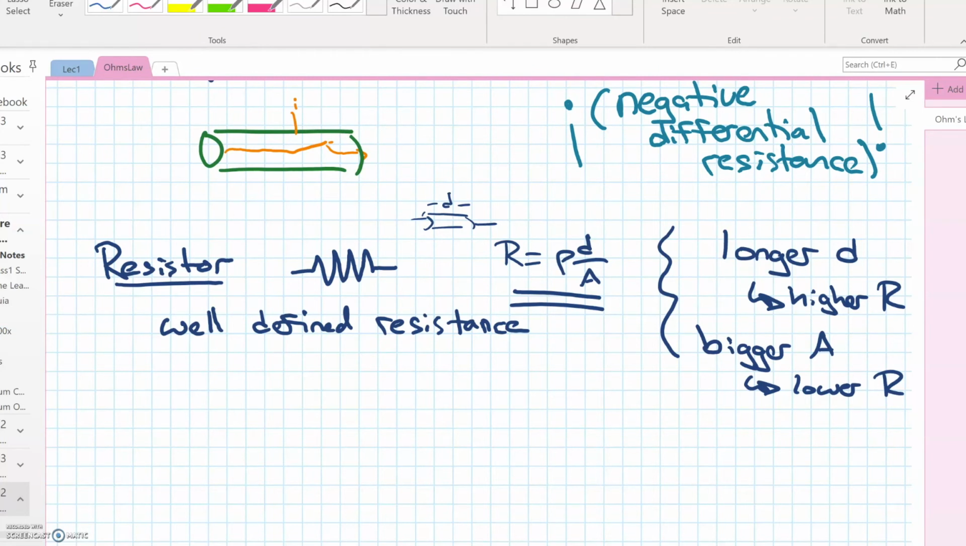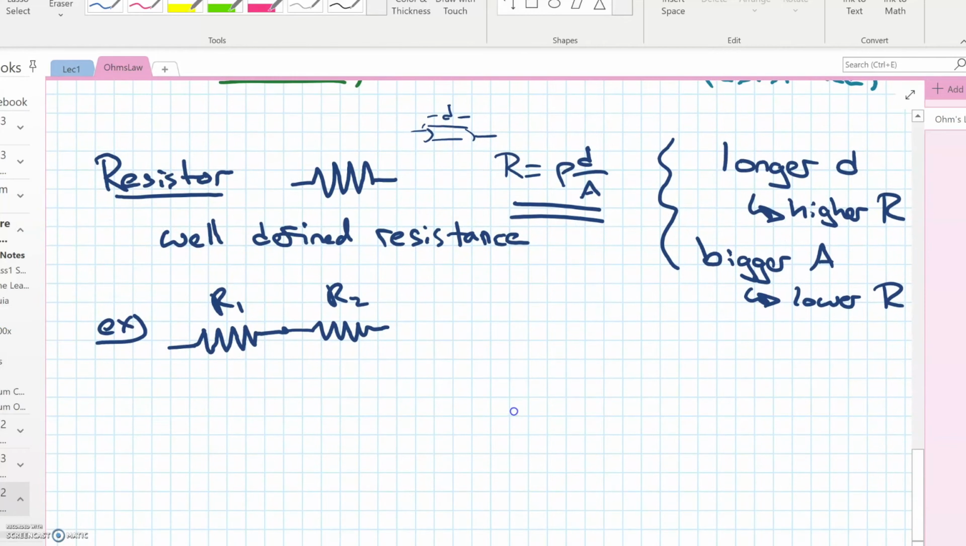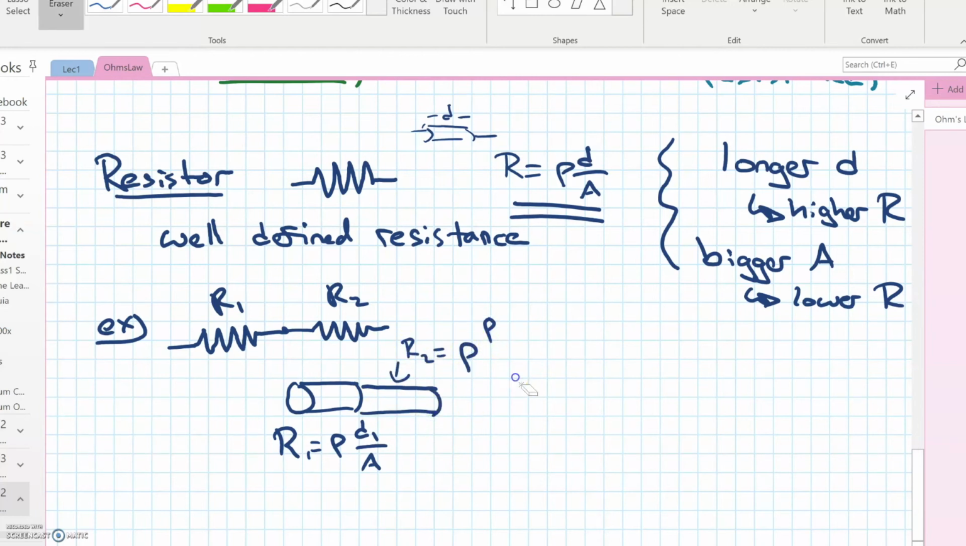And that means if we just string two resistors together, the resistances are just going to add. Now we can see this a couple of ways. First way, let's look at our geometric model. Suppose now for simplicity that they have the same area. R1 then is equal to rho d1 over A. And we have R2 right next to it, which is going to be rho times d2 over the same area. We're keeping things simple and keeping the area the same.